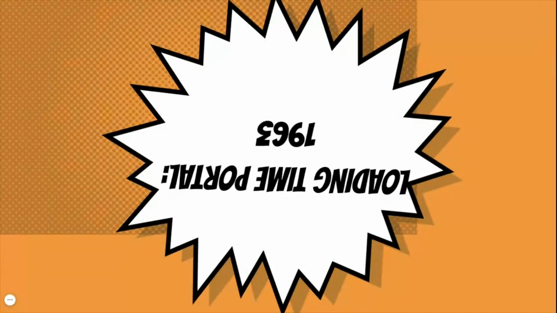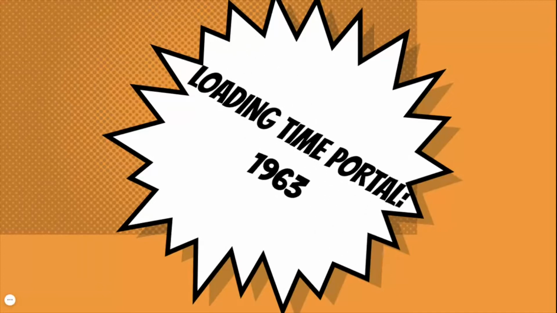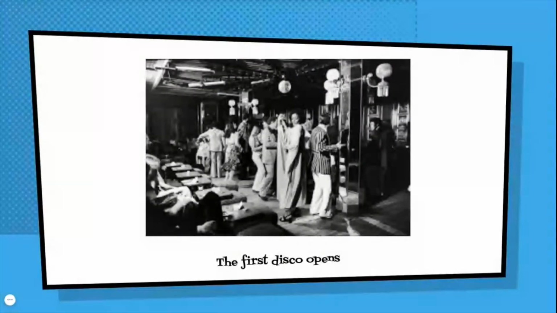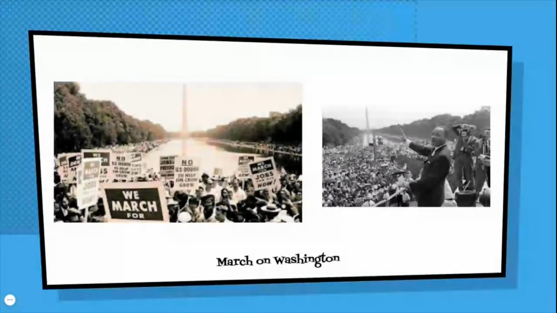Loading up to 1963. Let's go. In 1963, the first disco opens. I told you the 60s was groovy. We also have the March on Washington. Martin Luther King shook things up. He gave his I Have a Dream speech during this march.